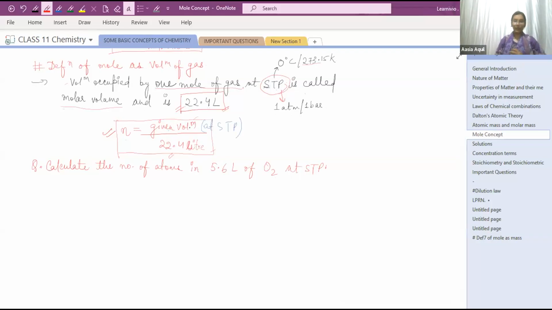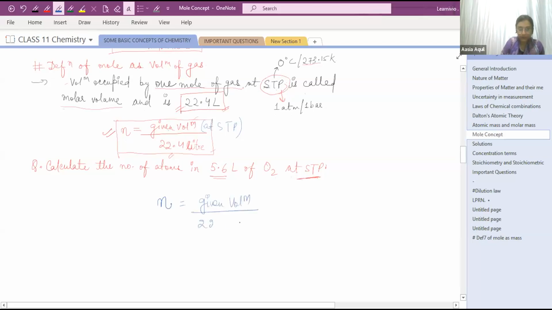Okay, now see this question. Calculate the number of atoms in 5.6 liter of oxygen. This is O2, the molecular form of oxygen, at STP. It is mentioned over here, STP. So we will use this formula to calculate the number of moles first. We know that the number of moles is equal to the given volume divided by 22.4 liter. Right, but हमें क्या निकालना है? Number of atoms निकालना है. We don't have to calculate the number of moles.